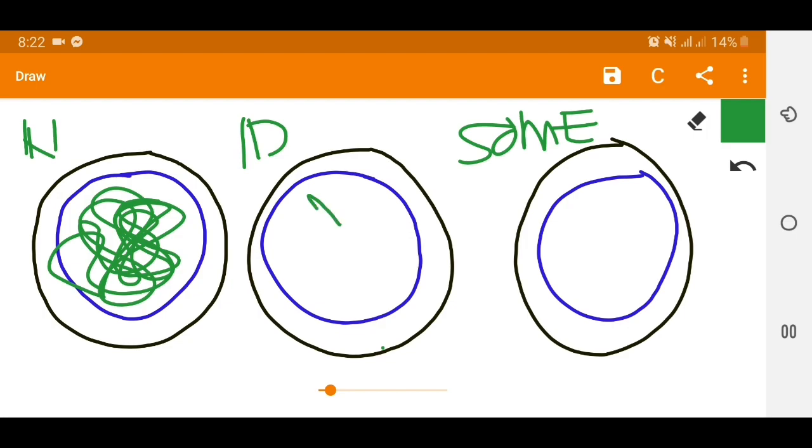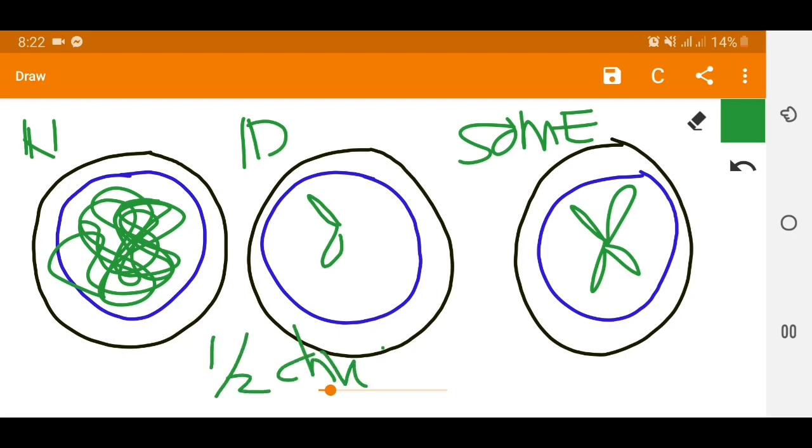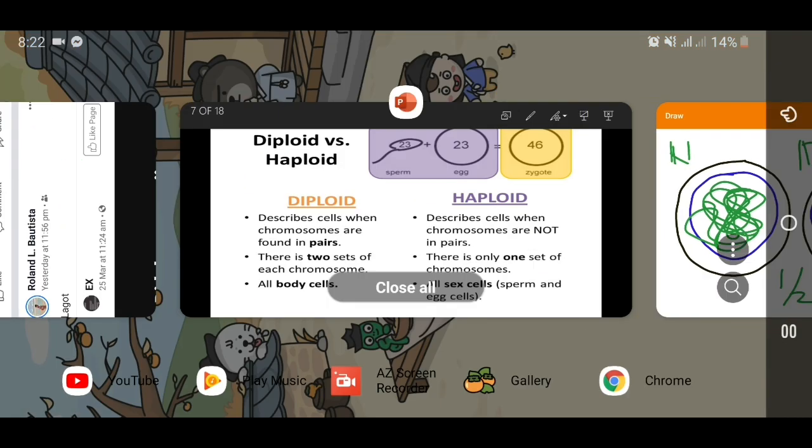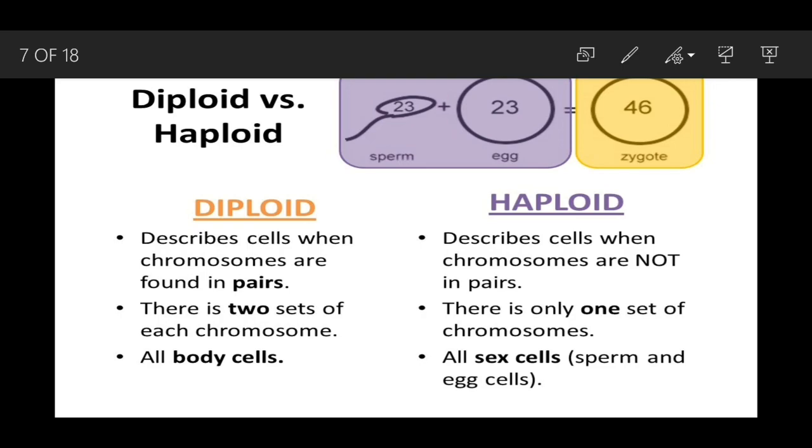For chromatid, it's only made up of one half of the chromosome. Isang leg lang siya. For chromosome naman, this is like the butterfly structure, which is made up of two sister chromatids. So we can say that your chromatid is a half of your chromosome, and then your chromosome is made up of pairs of your chromatid. So I hope you were able to understand that part.